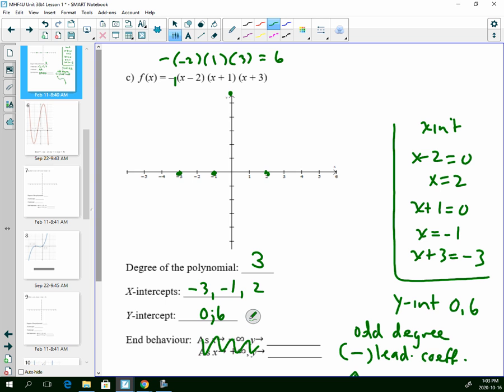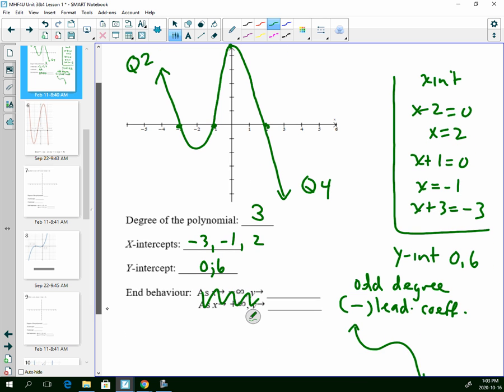Okay? So I know it's going to start here. It's going to go through this x-intercept, through this one, through the y-intercept, come back through this x-intercept, and go downhill. Okay? So I know that based on the degree and the leading coefficient, the end behavior, now I can see the sketch. I can see that it starts in quadrant 2 and ends in quadrant 4. Okay, and then I have my sketch.